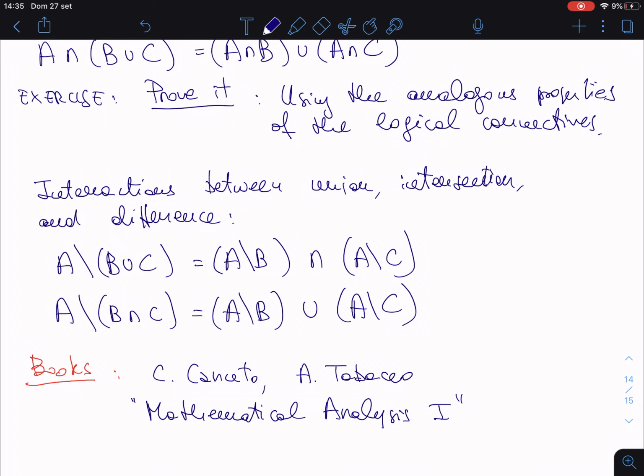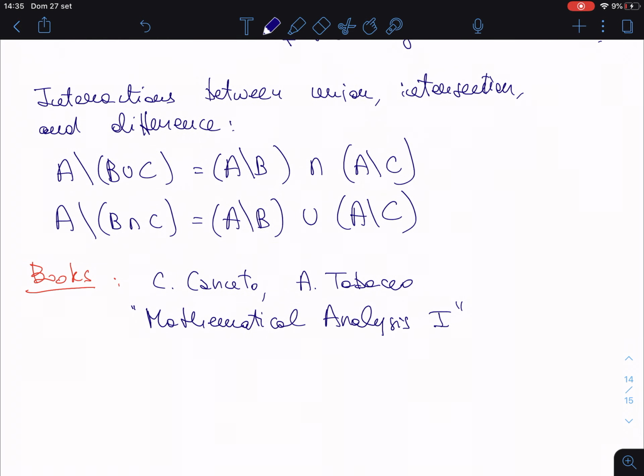But there are many other books. You can also look at books whose name is Calculus 1, and in particular I like the book by Robert Adams, Calculus 1, which has a more practical approach. When you read calculus, it means that it is more practical. When you read analysis, it means that it is more theoretical.